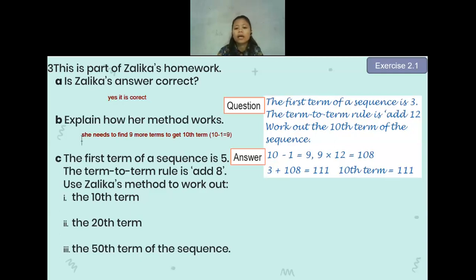And then after that, because the rule is written as add 12, it will be 9 times 12, the difference, which is equal to 108. After that, because it is 9 more terms from the given one, which is 3, I need to add the difference to the first term, which is 3. Then the answer will be equal to 111. This is the 10th term.